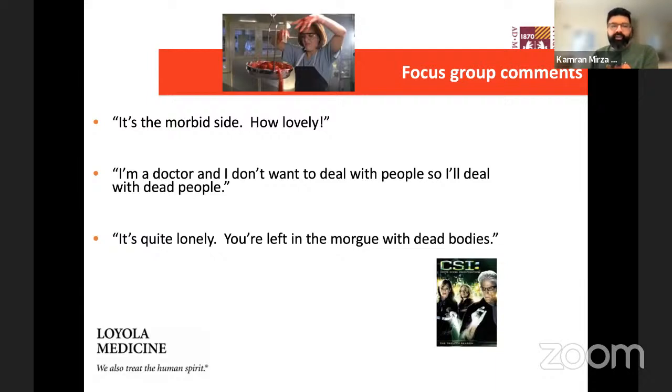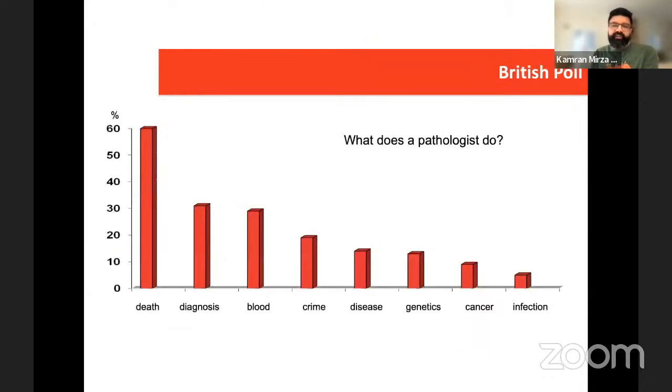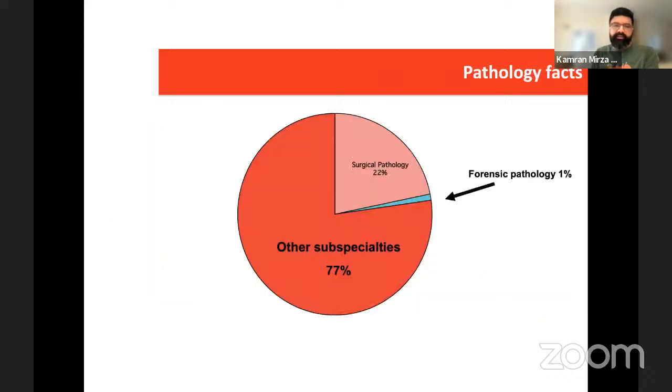People become a doctor when they don't want to deal with people, so they'll deal with dead people, and you're left in the morgue with dead bodies. And this couldn't be further from the truth. In the same poll, when asked what a pathologist does, the answers were death, diagnosis, blood, whatever. Pretty much 60% of all respondents said that they deal with things about death.